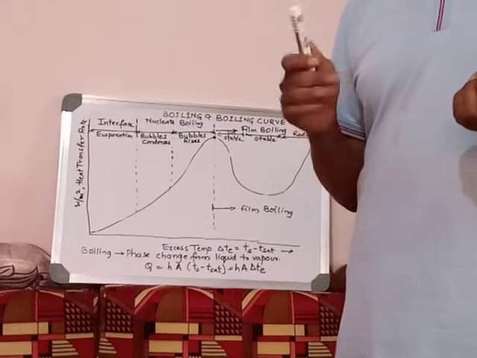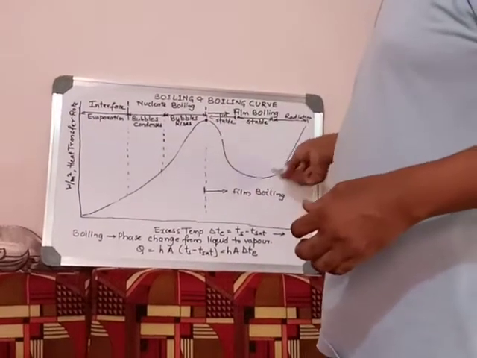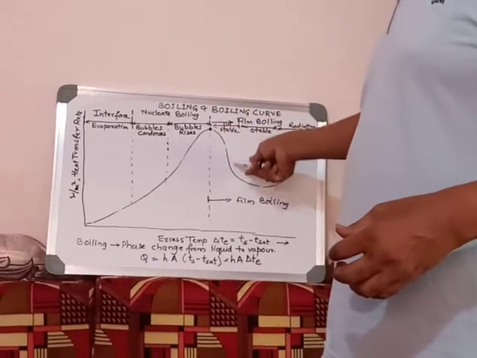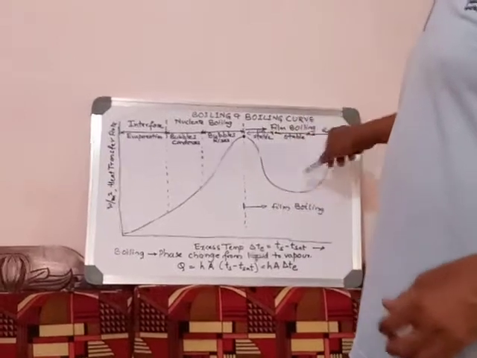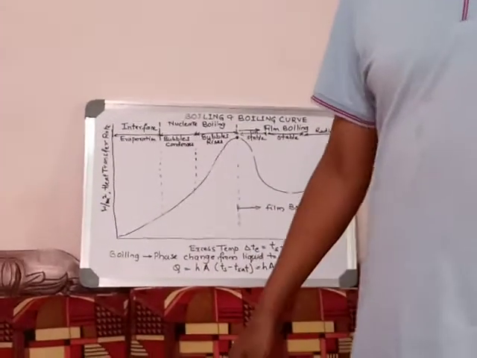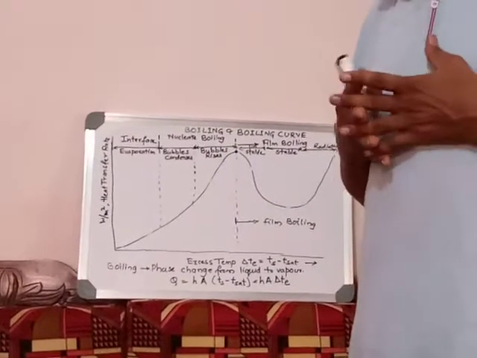Why? Because beyond that nucleate boiling, the curve will come down, and again it will go up. Naturally the heat transfer rate will come down, and again it will go up, but whatever increase in the heat transfer there is, it is due to radiation, and that radiation cannot be tolerated by the wire. So the wire will burn out.